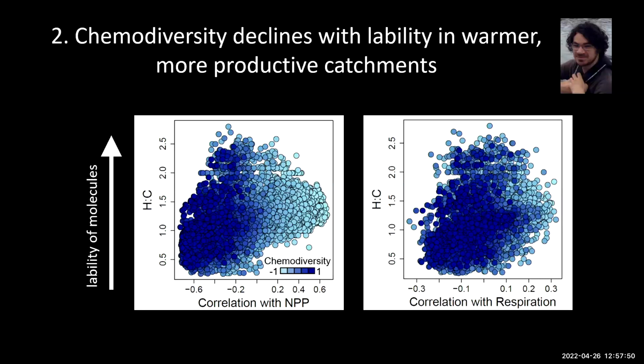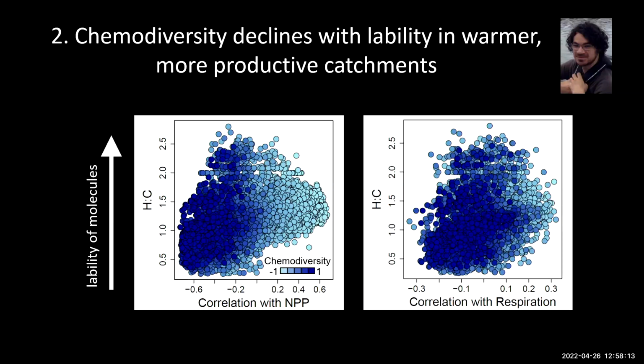And then we've colored the points according to the correlation of each molecule with chemodiversity. And so the overall trend in this plot shows that formulas associated with more productive catchments are more labile, right? So there's a positive trend, more productive catchments, more labile molecules, and those more labile molecules are associated with less chemodiversity, lighter blue colors.